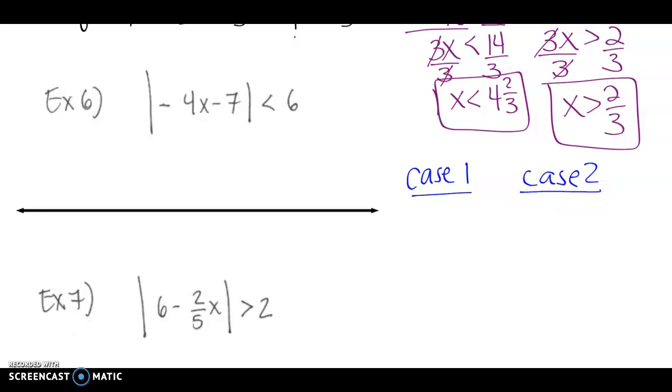Why don't you set up the 2 cases and then come back and check to see if you're doing that part right. Case 1, negative 4x minus 7 is less than 6. Case 2, negative 4x minus 7 is greater than negative 6. And so here we go.